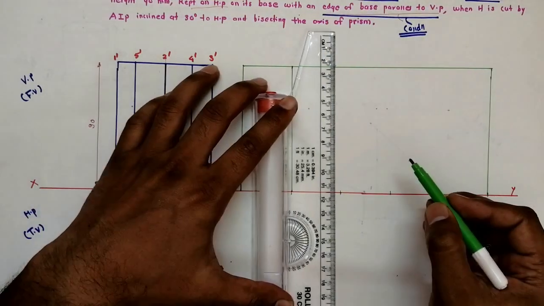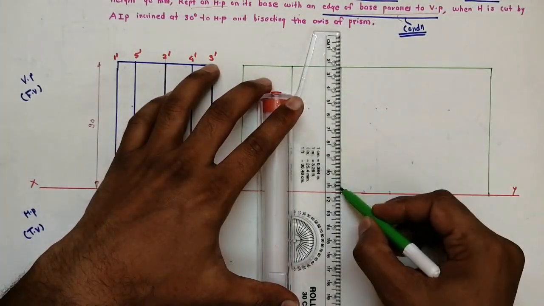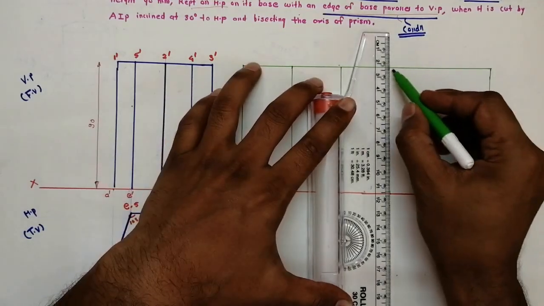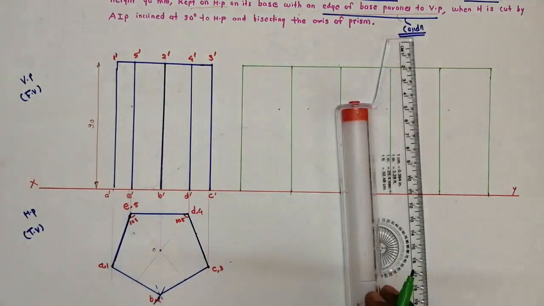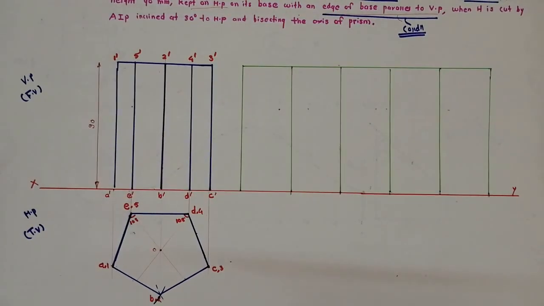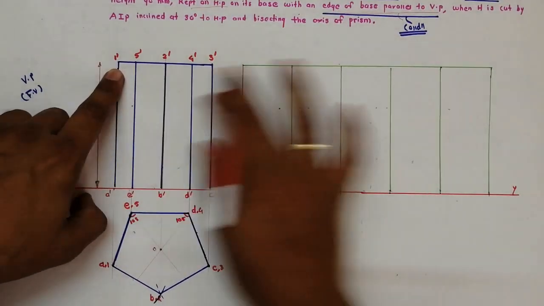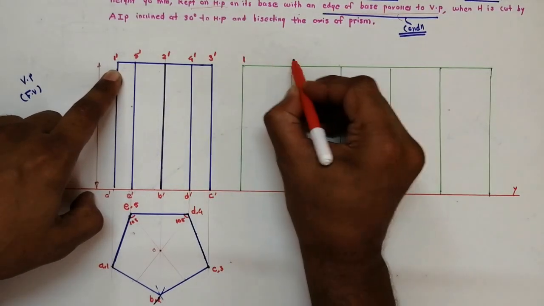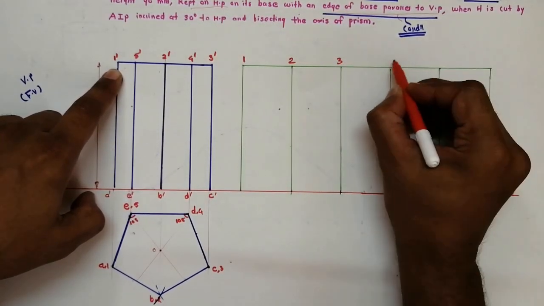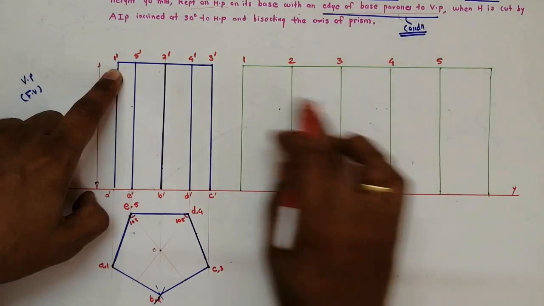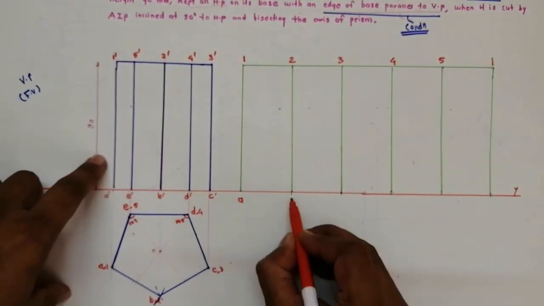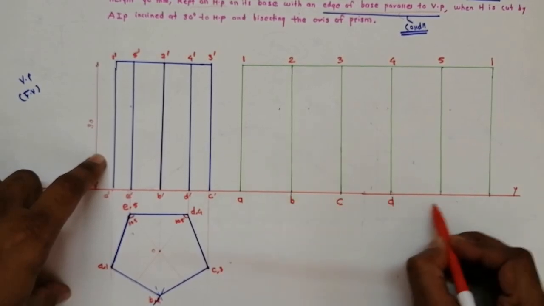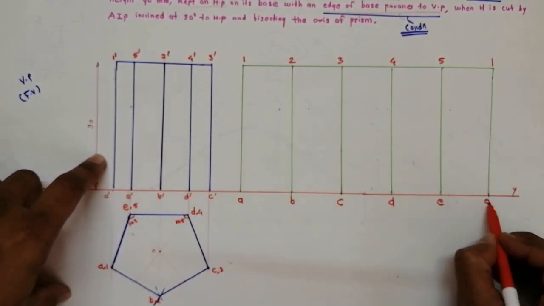So this is the first rectangle, this is the second rectangle, this is the third rectangle, this one is the fourth, and this one is the fifth. Now the nomenclature: this is 1 to 5. So this is 1, this is 2, this is 3, 4, 5, and the last again is 1. This is A, B, C, D, E, and the last one is again A.